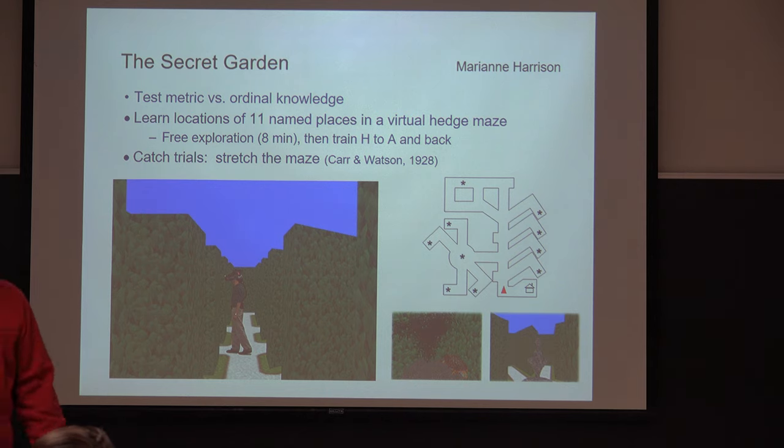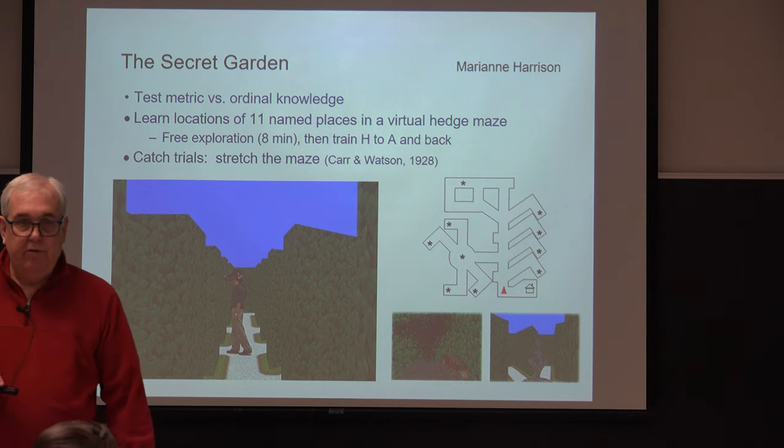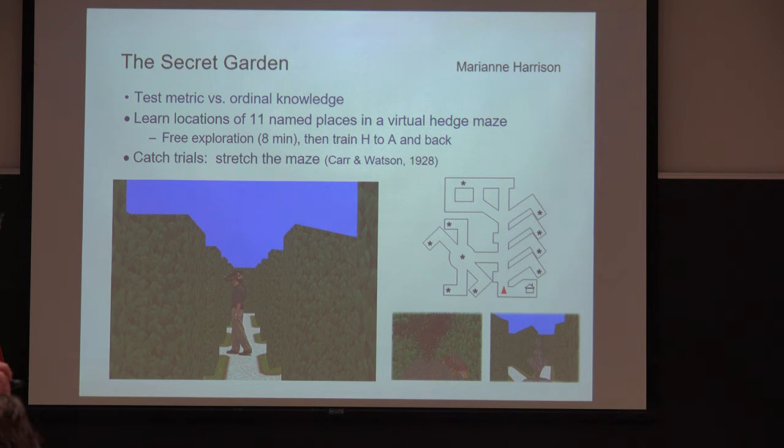All right, now if you're using ordinal information, how would you do this? You might know, or you might learn that it's the third opening on the right. I take the third opening on the right and follow that to the end and you'll find the target. And what would you do if you're using metric information? Maybe 3 steps or feet or whatever forward, maybe 10. Ten steps forward and then take a right.